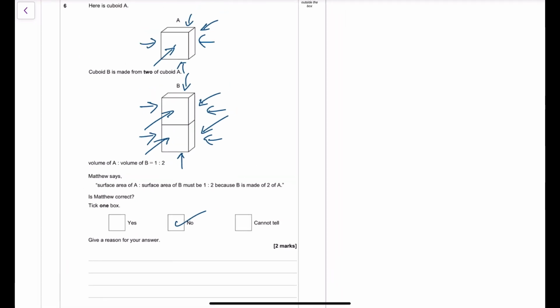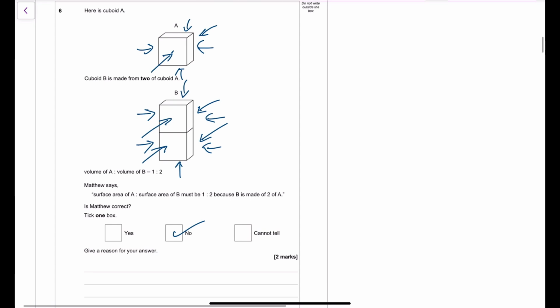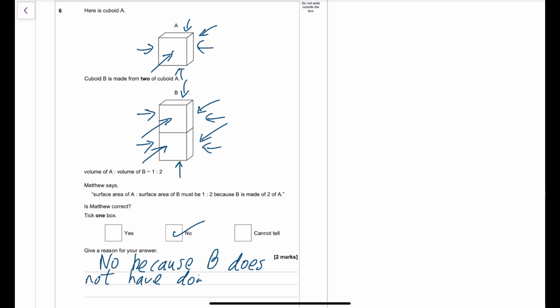So you're gonna say it's not the same, and I'll say because you do not have the top faces, I'll just say no, because B does not have double the top and bottom faces.